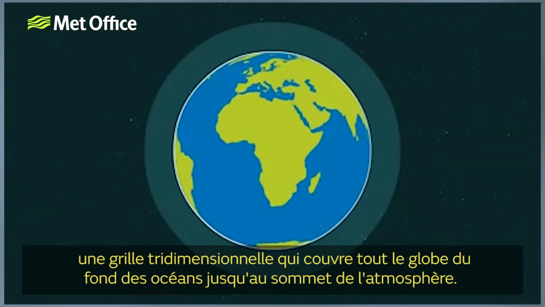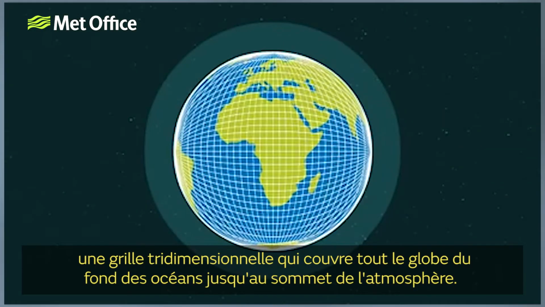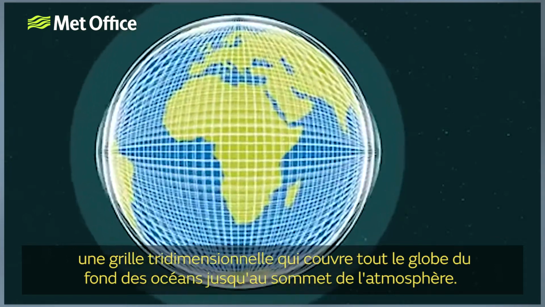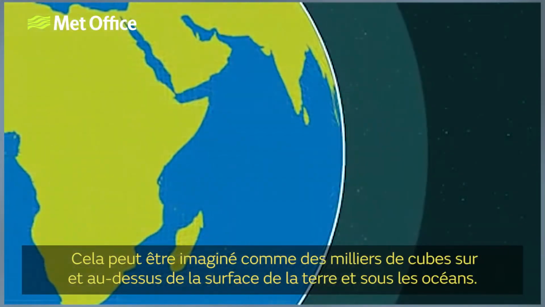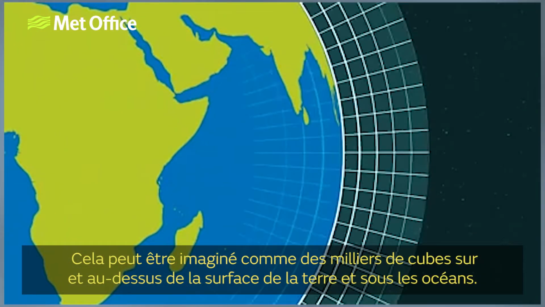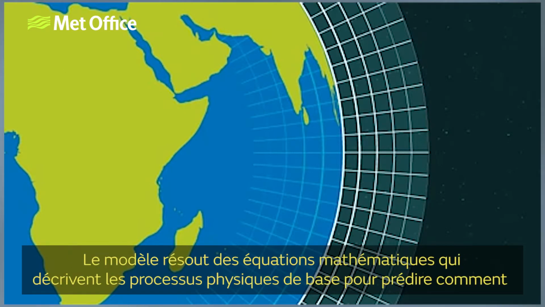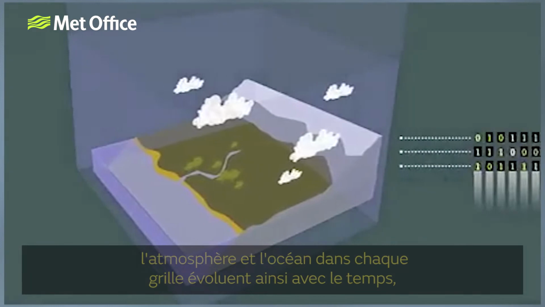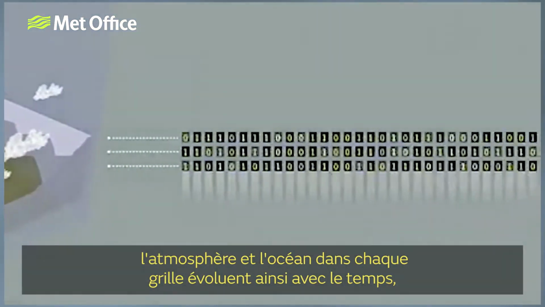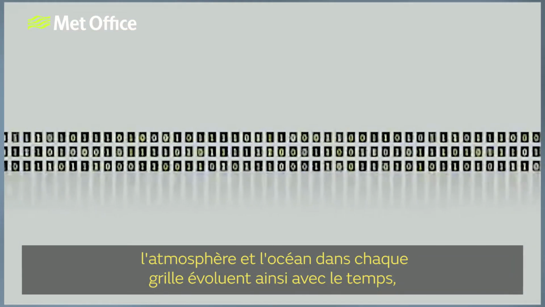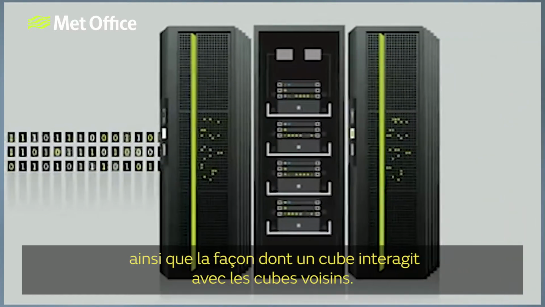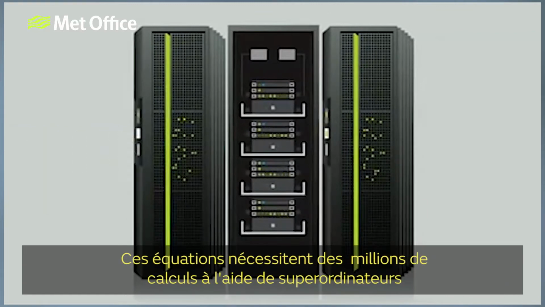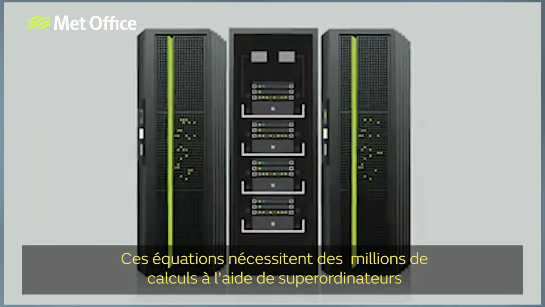To do this, the models use a three-dimensional grid which covers the entire globe, starting at the bottom of the oceans all the way to the top of the atmosphere. This can be imagined as many thousands of cubes or grid boxes on and above the Earth's surface and beneath the oceans. The model solves mathematical equations that describe basic physical processes to predict how the atmosphere and ocean in each grid cell evolves with time, as well as describing how the grid box interacts with its neighbouring cells. These equations require millions of calculations using supercomputers.